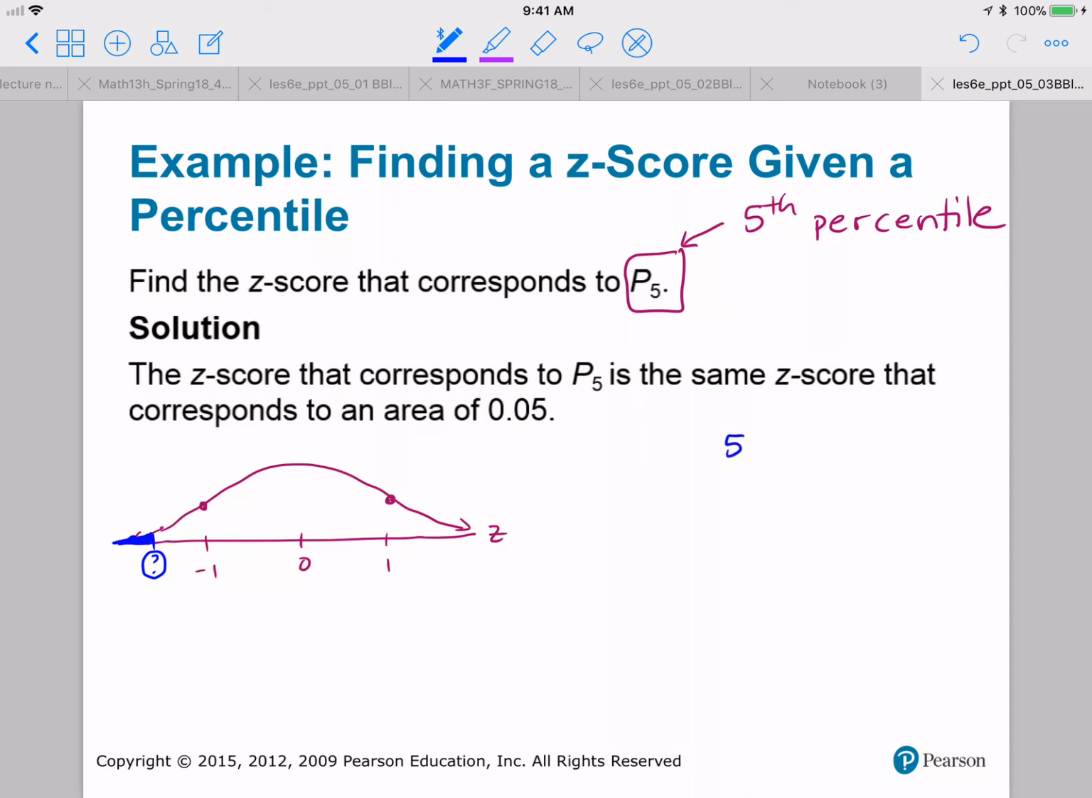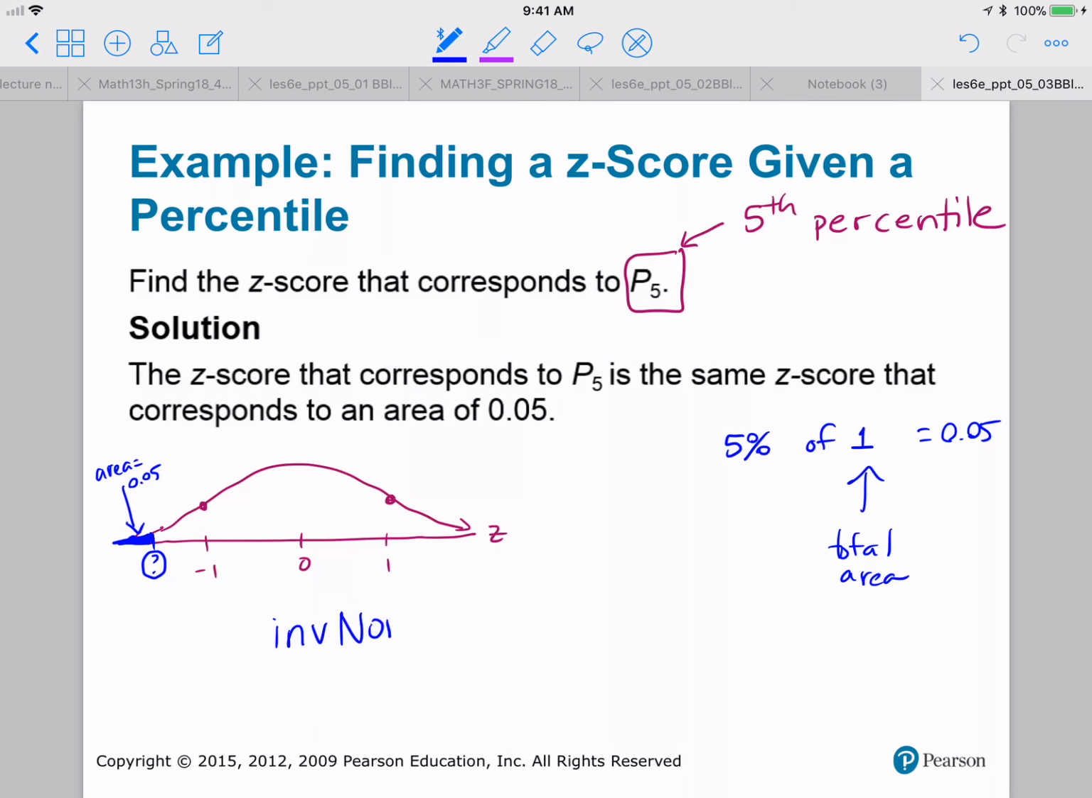So now, 5% of 1, what is the area going to be? The area is going to be 5% of 1 because this is the total area, right? So 5% of 1 is just going to be 0.05. So I need this area to be equal to 0.05. I'm lucky because this area is exactly the same as my cumulative area.